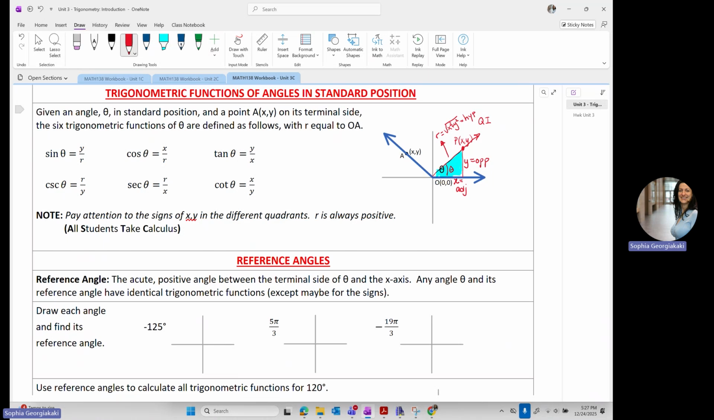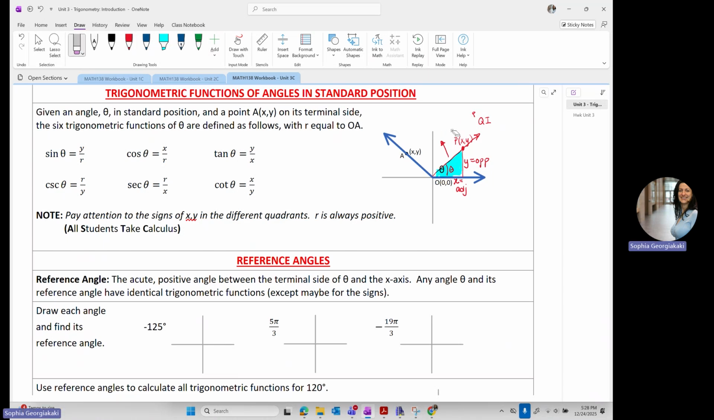the sine of theta being the coordinate of y divided by r. Y is the coordinate of a point on the terminal side of theta. The cosine of theta will be x divided by r. The tangent of theta will be y divided by x. The cosecant will be the reciprocal of the sine. The secant of theta, the reciprocal of the cosine. And the cotangent of theta is the reciprocal of the tangent.